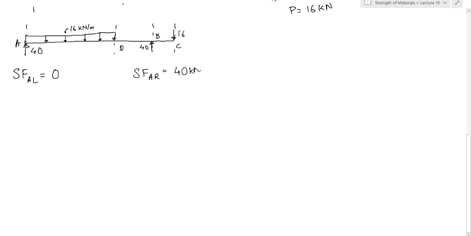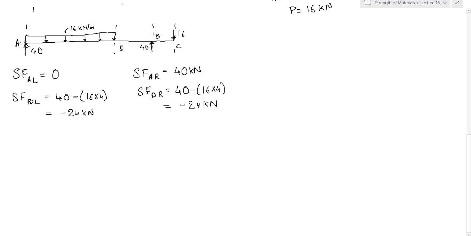40 kilonewton. Shear force to the left of D will be what? Plus 40 minus 16 into 4, which will be minus 24 kilonewton. Then shear force to the right of D will be what? It will be the same, 40 minus 16 into 4, which will be minus 24 kilonewton. See, in this case you will notice that for D the value is not changing. It is minus 24 here also, minus 24 here also.